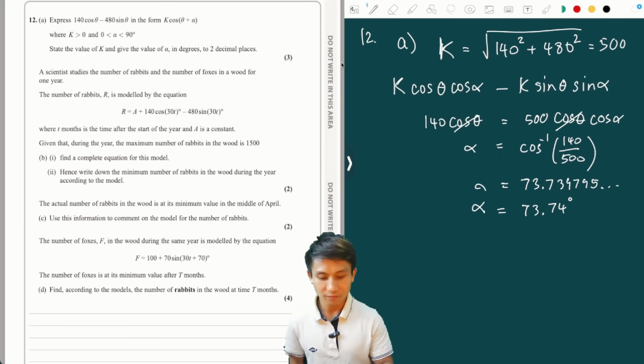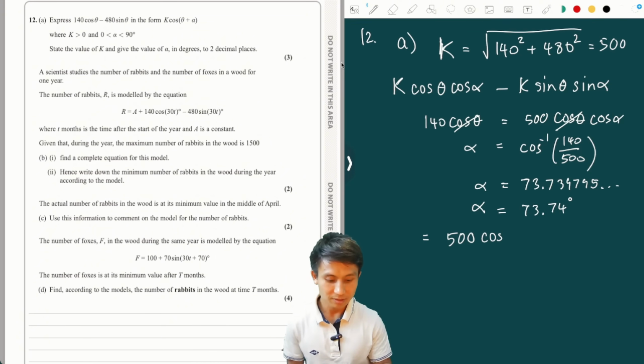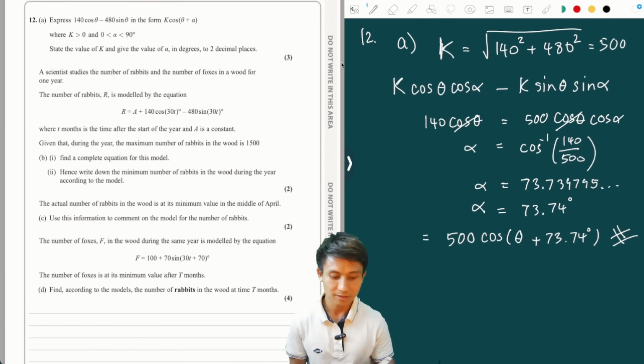Okay, so that's my alpha there. So this is equals 500 cos theta plus 73.74. That's my answer there.